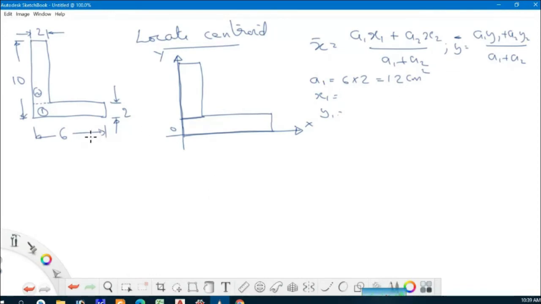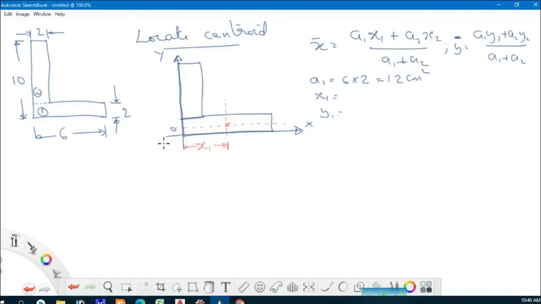And what will be x1? X1 will be the centroid of this rectangle, its own centroid. In the horizontal direction, it will be anywhere on this line. So we have to draw the other line also like this. This will be the centroid of this rectangle, and this distance will be x1. So clear?